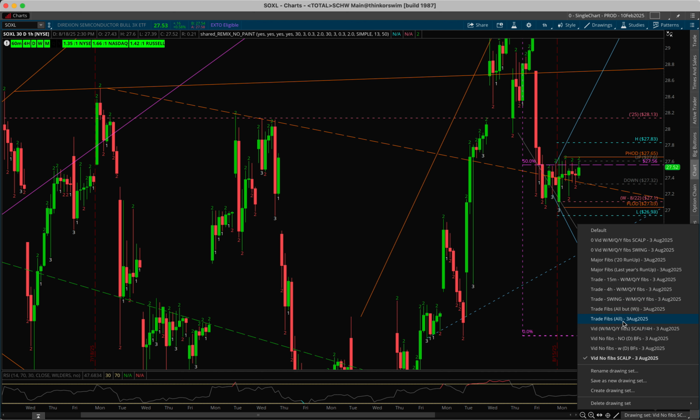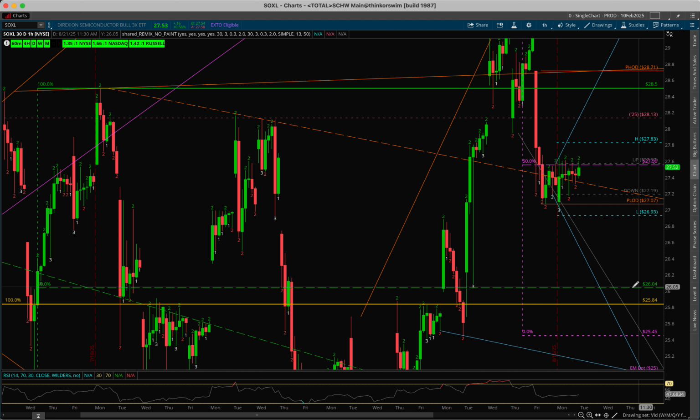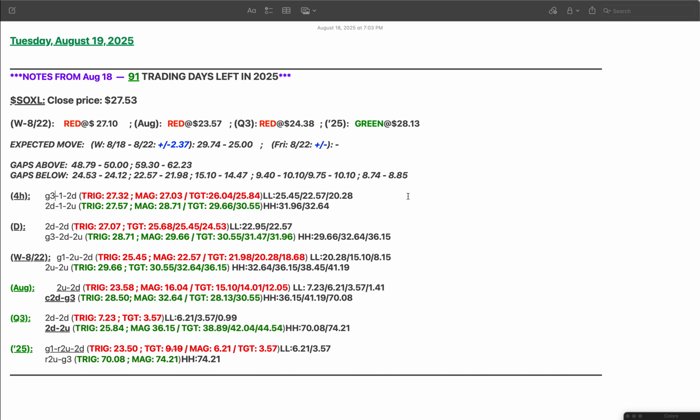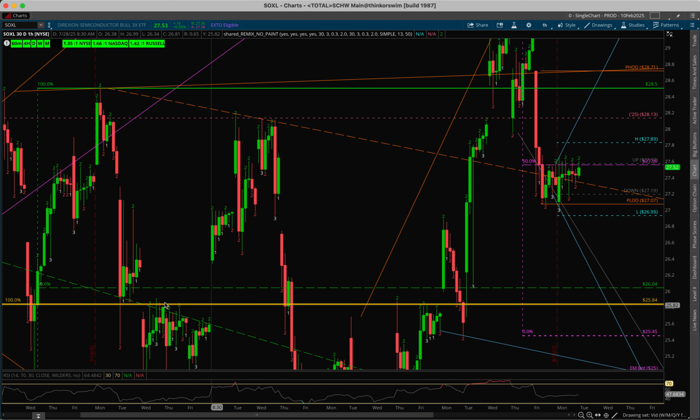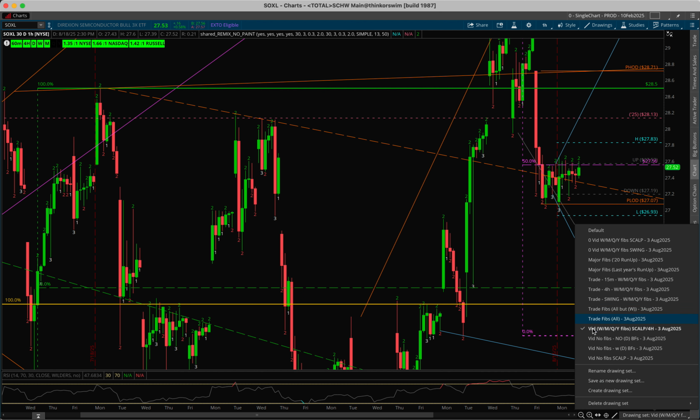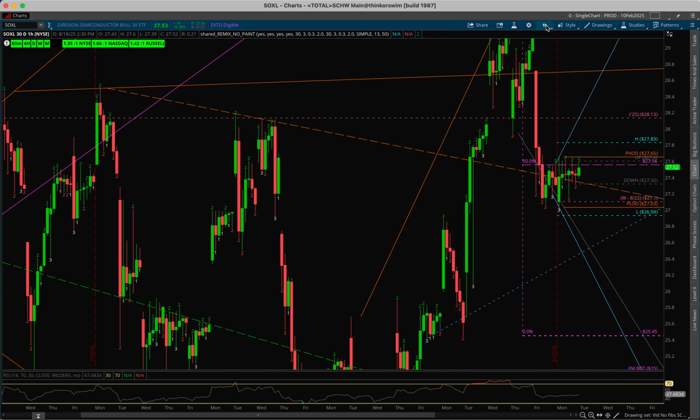That also brings into play last month's 50% line at 26.04. So that's what we've got here as extended targets: 26.04, 25.84. 25.84 is last quarter's high, right? So that's why we've got those out there. Let's go back to the 4-hour candle so we can get our triggers and targets to the upside.